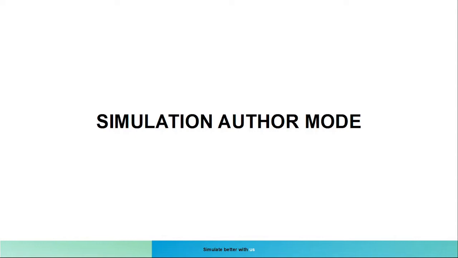Hello everyone. So let's see what exactly the simulation author mode is. Sometimes users are not sure about which classes or which relations are to be used while specifying the attribute, but they are sure about the geometrical entities on which they want the attribute to be transferred.